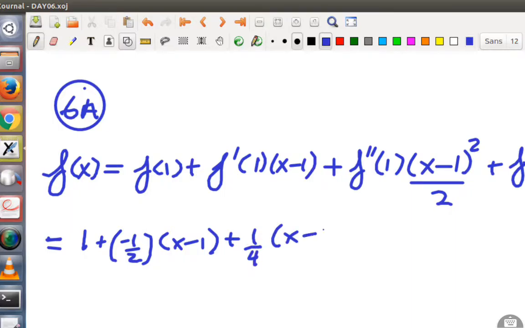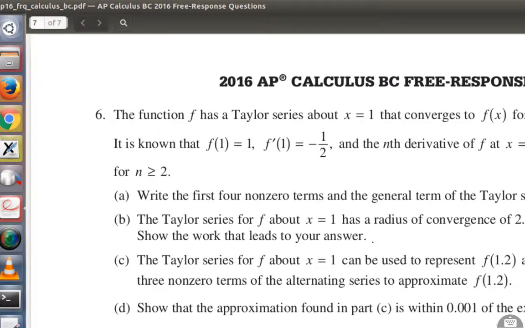X minus 1 squared over 2 factorial, which is 2, plus, alright, what's f triple prime? Alright, so f3 of 1 is negative 1 to the third, which is negative, okay, and then it's 3 minus 1 is 2, and 2 factorial is 2, over 2 cubed is 8, so 2 over 8 is a quarter again, but it's a negative in front, so negative 1/4, aha, good.